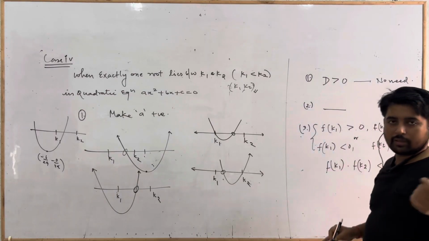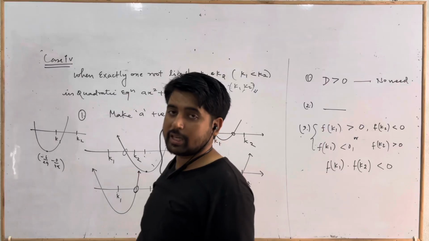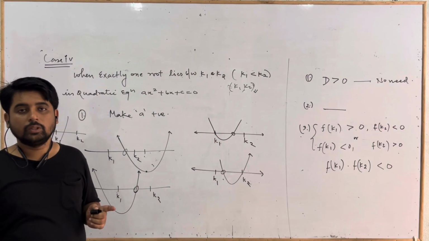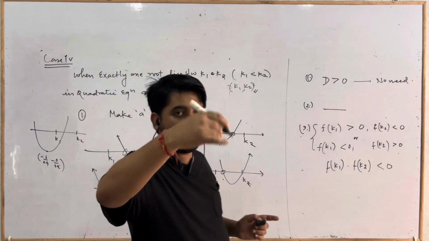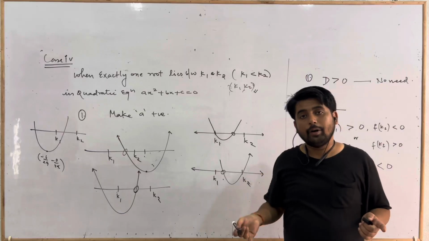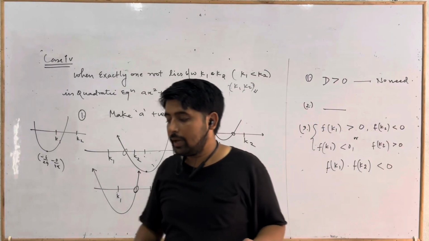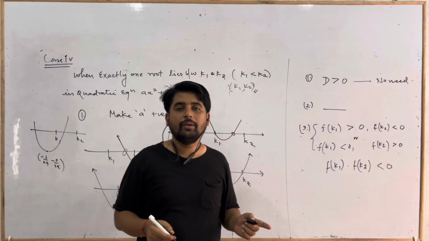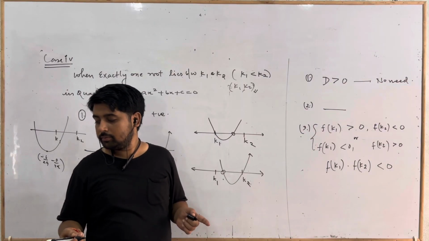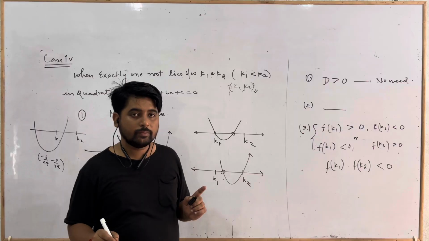Like in the previous case also you can write this, because in the previous case f(k1) is less than 0 and f(k2) is less than 0. And I am dealing with the upward parabola case. So in case of an upward parabola, for some value of k, if f(k) is negative, automatically I will get two real and distinct roots. Hope I am getting my point.